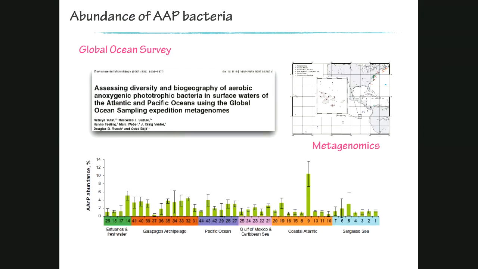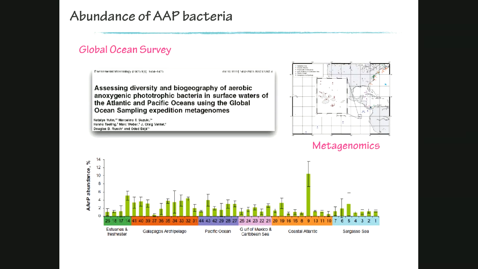Okay, now we jump to a more global study, and this is the Global Ocean Survey, the study I have talked to you about a few times. That was conducted by Craig Venter. All the metagenomic data that they generated was put in public databases, so people could access them and study the genes that they were interested in.